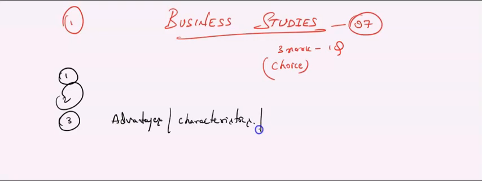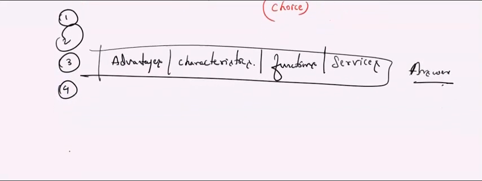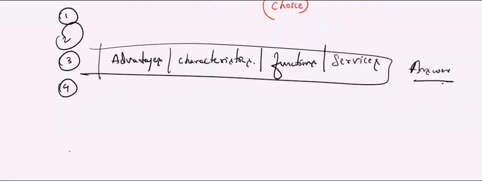If not, let them give you the question stating what are the functions of a bank? If not, let them ask you what are the services offered by banks? Children, for all these questions the answer remains the same. Let them ask any of the following questions, the starting few points remain the same for all these questions. So this is the plus point for you in this chapter. Let them ask you to write the advantages or characteristics, functions, services; for all these questions the answers remain the same.